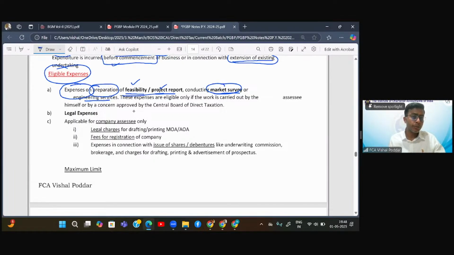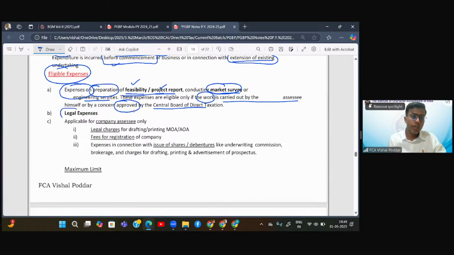Now there is a condition that in order to get deduction under this section, this preparatory work is either done by you or generally you will hire experts. So whoever you are hiring, that particular expert should be approved by the CBDT. So the firms which are doing these assessment or project work should be approved.